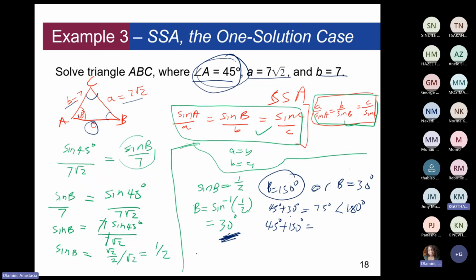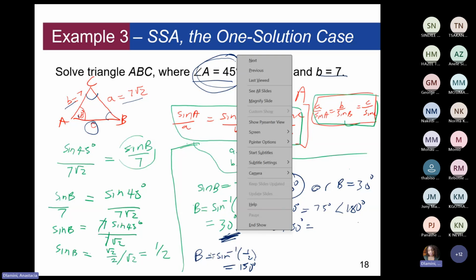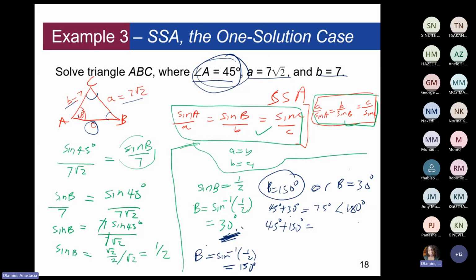Same thing, so the arcsine of a half can also be 150. Both of these are less than 180, meaning that B can either be this one or B can be that one. Or B can be both of them even. Or B can be none of them. So let's see. Now, how do you decide which one is which? Whether B is both of them or B is none of them.